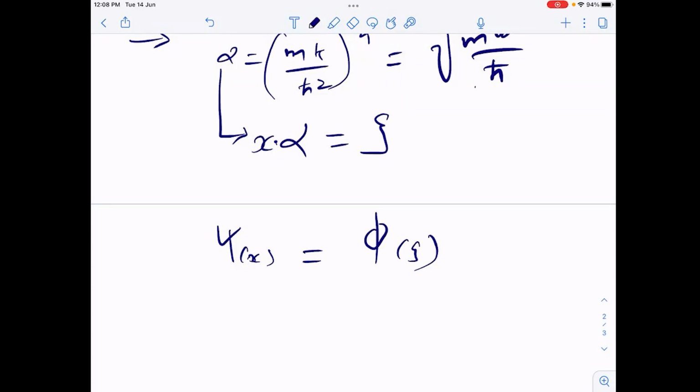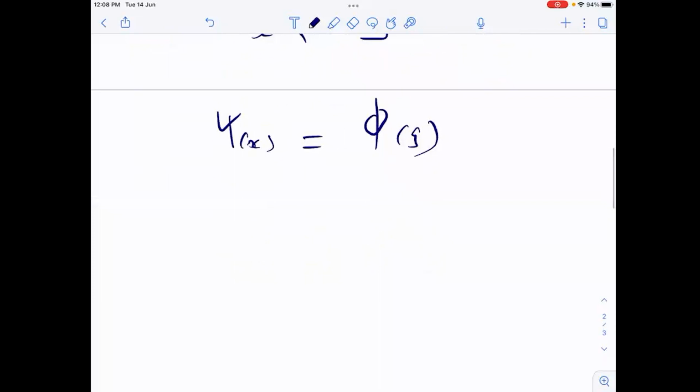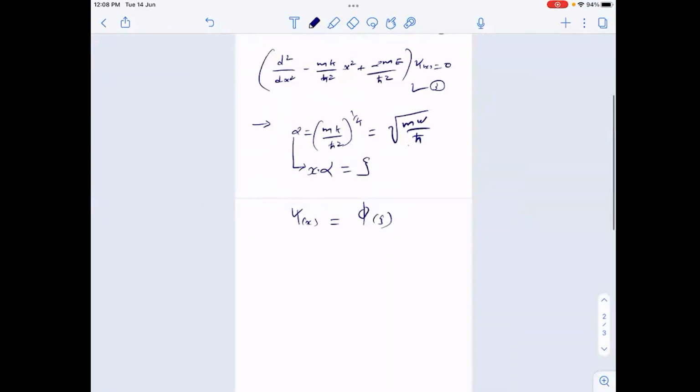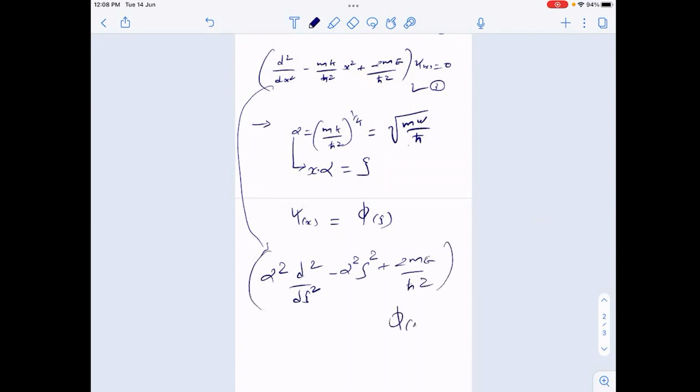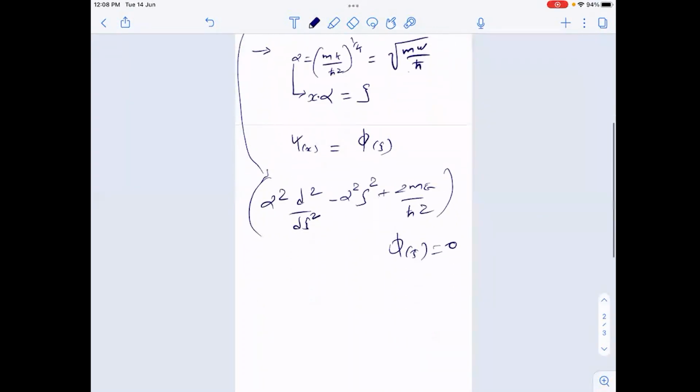Okay. So here phi(chi) is now getting substituted in place of psi(x). Going ahead, the entire differential equation then changes to alpha squared d squared by d chi squared minus alpha squared chi squared plus 2mE upon h-cut squared, phi of chi is equal to 0. You simplify it further, we get rid of these alpha squares here, right?